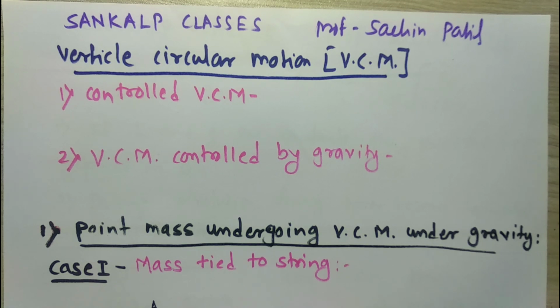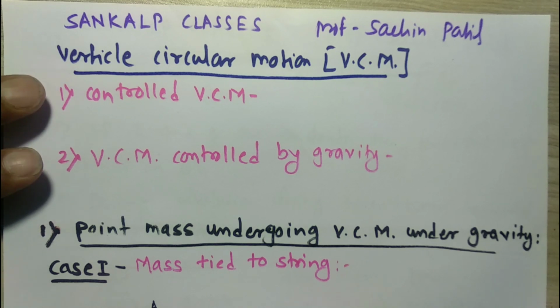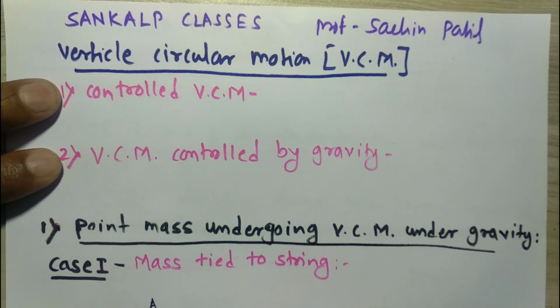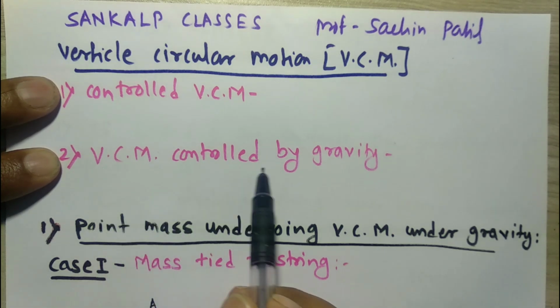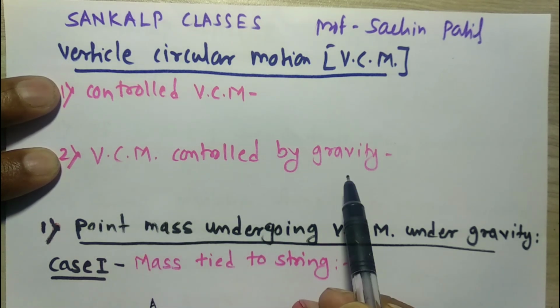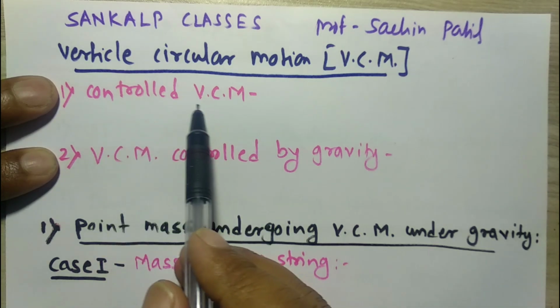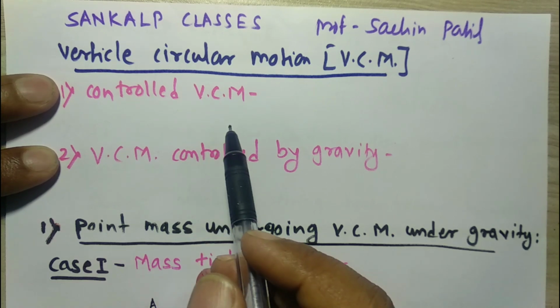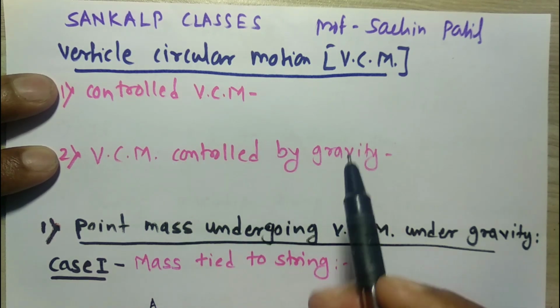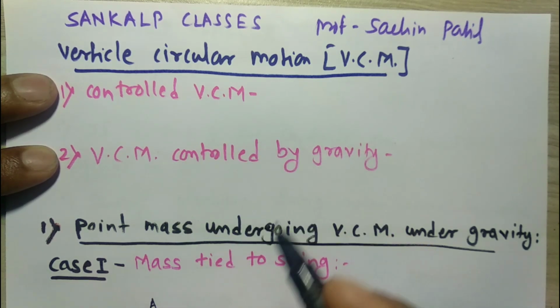Right now in this lecture we are going thoroughly with the vertical circular motion, that means V.C.M. In V.C.M you will get two types of V.C.M. First is a V.C.M controlled by gravity, and second one is a controlled V.C.M. Here the vertical circular motion is completely controlled by gravity, and in controlled V.C.M we are going with a speed that is either constant or not controlled by gravity.